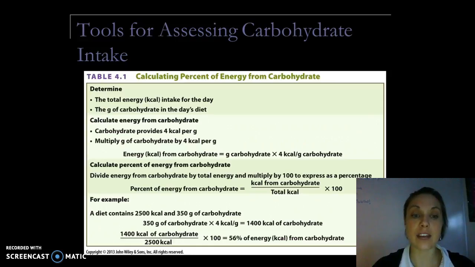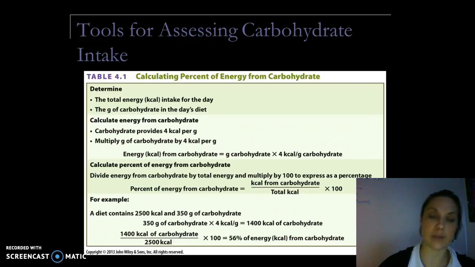Then we can calculate the percentage of energy from carbs by taking that number and dividing it by total calories and multiplying by 100. So for instance, if a diet contains 2,500 calories and 350 grams of carbs, we can say 350 grams of carbs times 4 calories per gram equals 1,400 calories of carbs. 1,400 calories of carbs divided by 2,500 calories total times 100 equals 56% of energy from carbohydrates. This falls within the AMDR, as 56% is almost spot in the middle between 45% and 65% of the recommended intake.